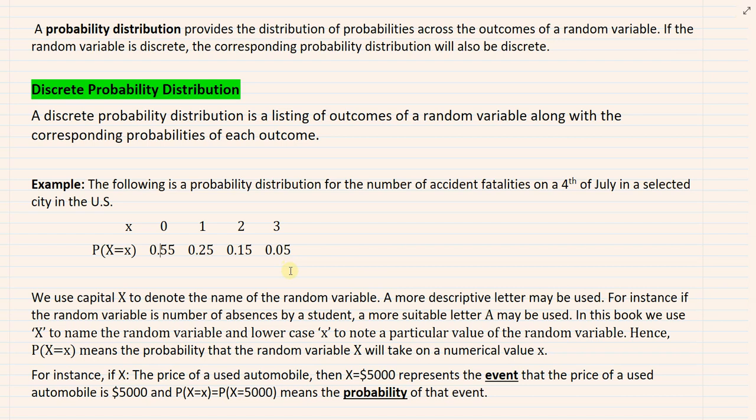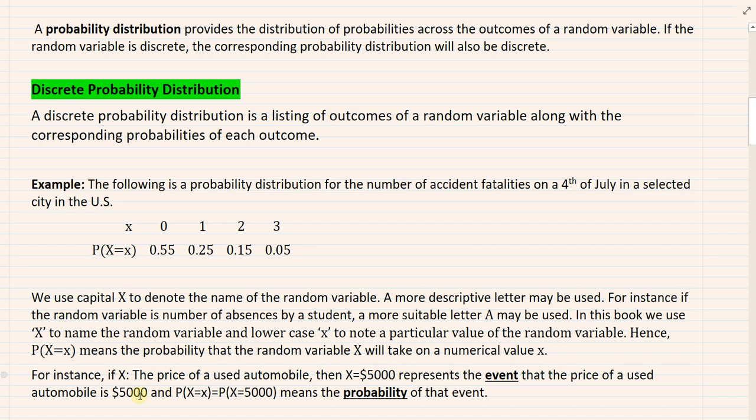Now, as far as the letters go, we use capital letters to indicate the name of the random variable, and we use lowercase letters that go with that capital letter. So if it's capital R for rent, little r would be a specific value for rent, $1,500, $1,800 per month, and whatever. So capital P means probability, and I have P(X = x), which means the probability the random variable X will take on a numerical value, little x. And I have an example for you.